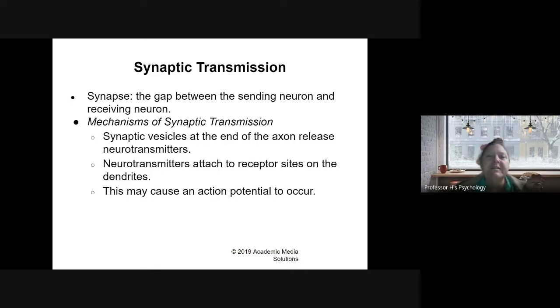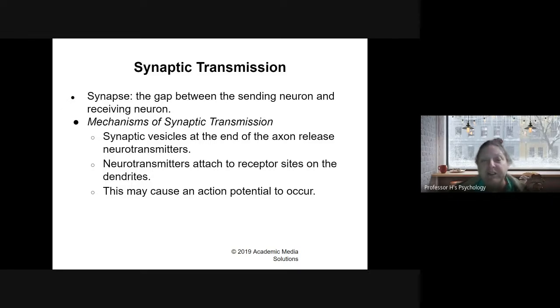So some terminology: synaptic transmission. The synapse is the gap between the sending neuron and the receiving neuron. Mechanisms of synaptic transmission: the synaptic vesicles at the end of the axon release neurotransmitters. Remember, I talked about those little vesicles merging with the cell wall and then releasing into the synapse. Neurotransmitters attach to receptor sites on the dendrites. A neurotransmitter molecule will bind to that receptor, cause a change within the cell, and then release back into the synapse. This may cause an action potential to occur.